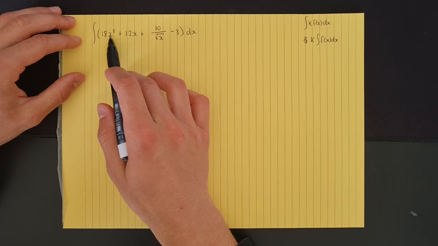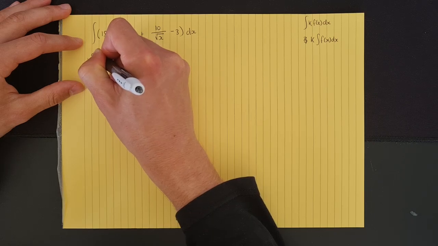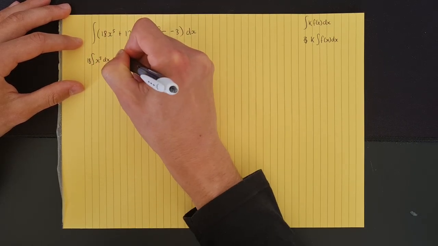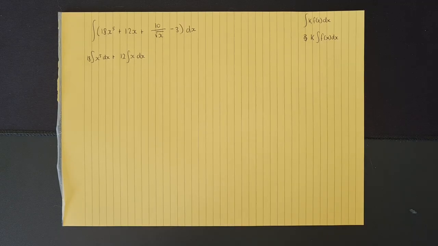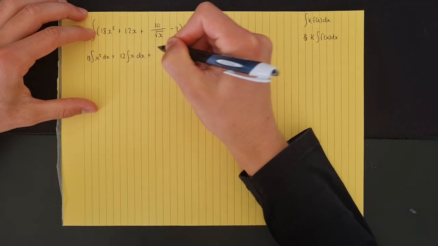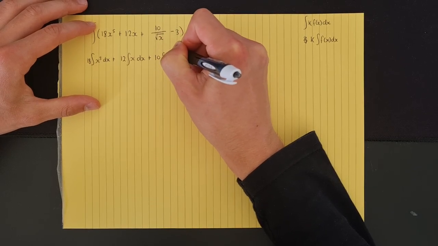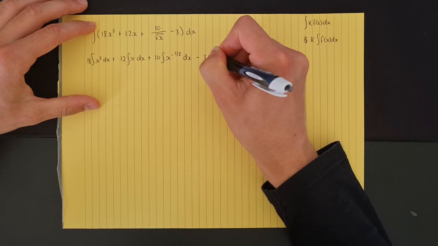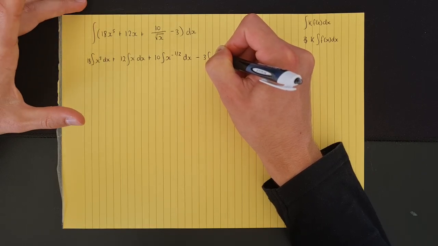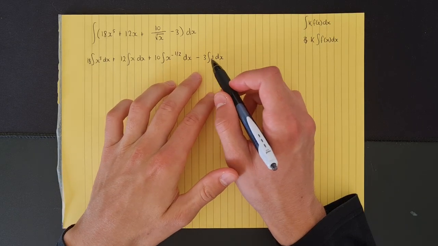So I can instantly see I've got 18 as my k. So it's going to be 18 times the integral of x to the 5 dx, plus 12 times the integral of x dx, plus 10 times the integral of x to the negative 1/2 dx, minus 3 times the integral of basically 1 dx. Or we could have also left this as the integral of 3 dx.